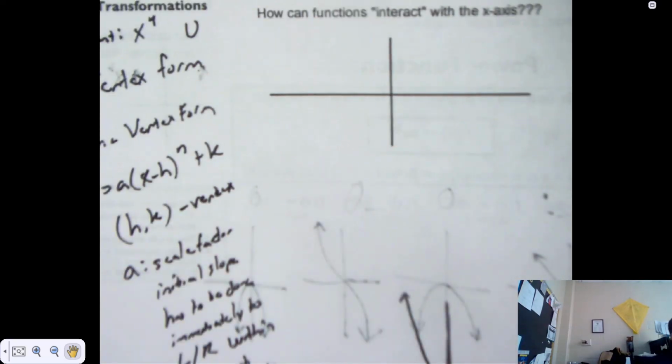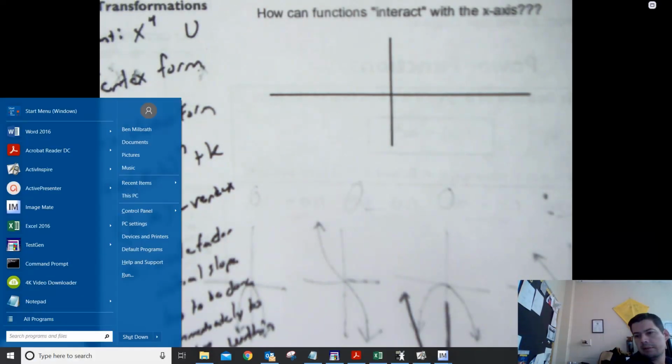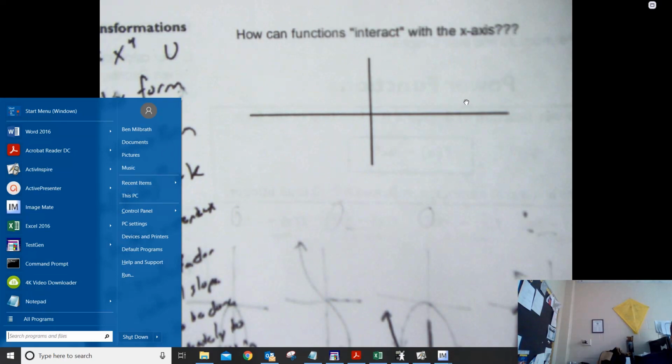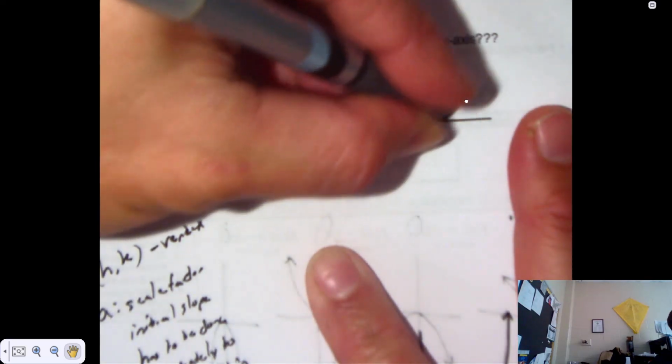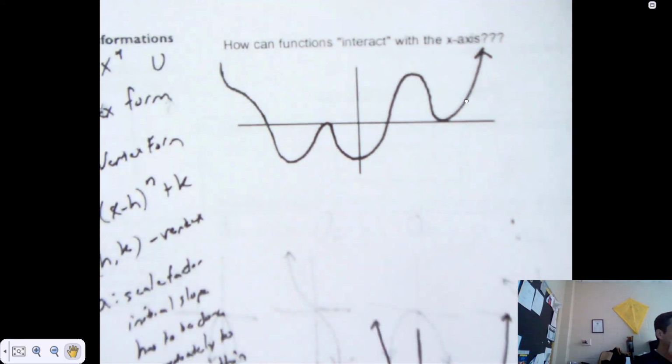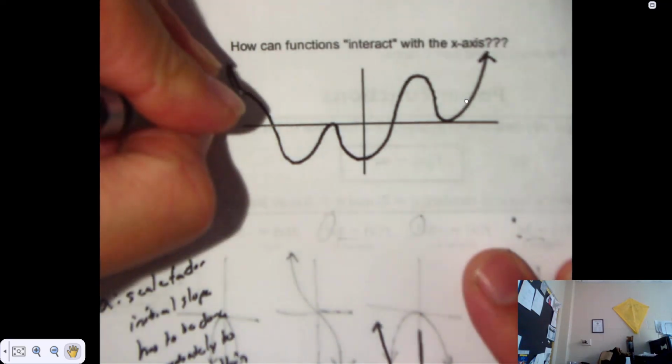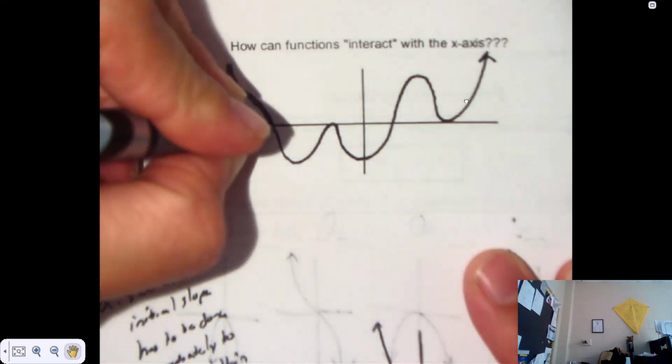Got 4 minutes. Let's talk about this one. I think we got time to talk about this slide, and then we can stop. At the very least, we can draw something here. How can functions interact with the x-axis? Well, I'm just going to draw a polynomial. This one's going to come in from up high and cross, bounce up, touch, bounce down, cross the y-axis, maybe jump again, go down and touch, and bump up. This should actually be a little smoother than that. There's too much curvature there.